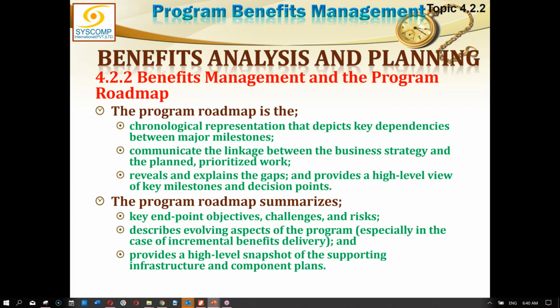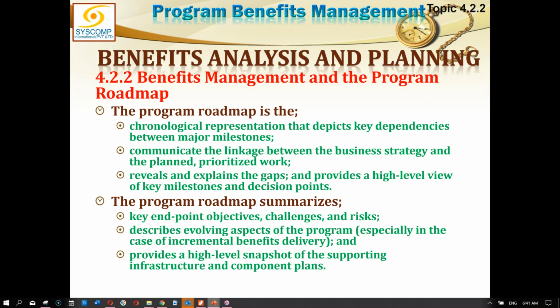The program roadmap is the chronological representation that depicts key dependencies between major milestones. Although at the stage of program roadmap, we do not know exactly how many components will be there and what will be the names of those components, what those components would be doing. At the roadmap stage, I only know what are the major benefits and generally when they are expected to deliver. So this is a chronological presentation.